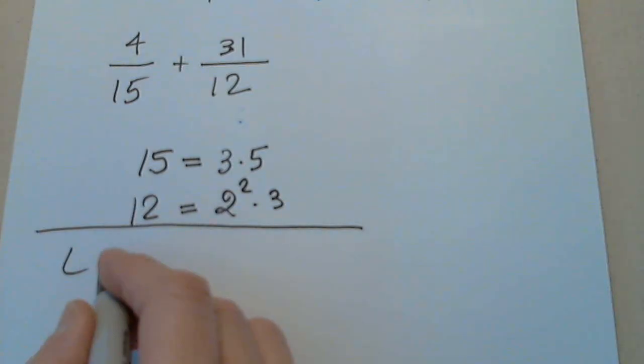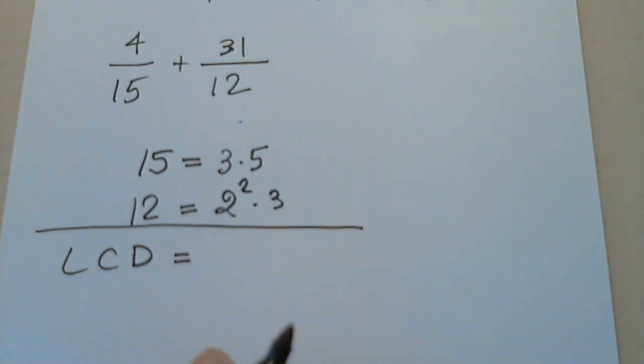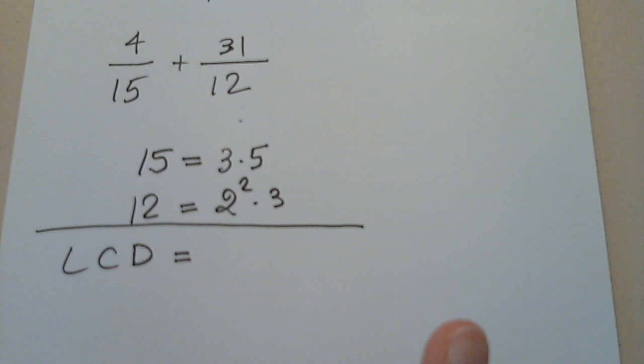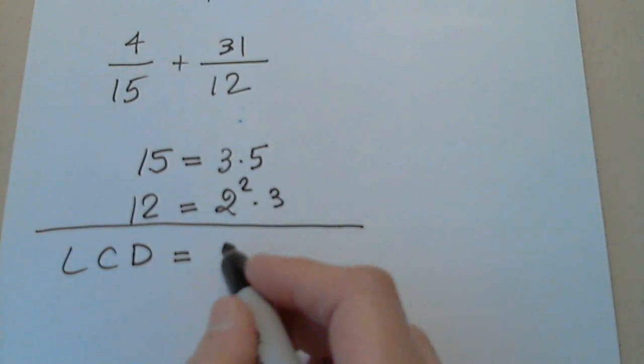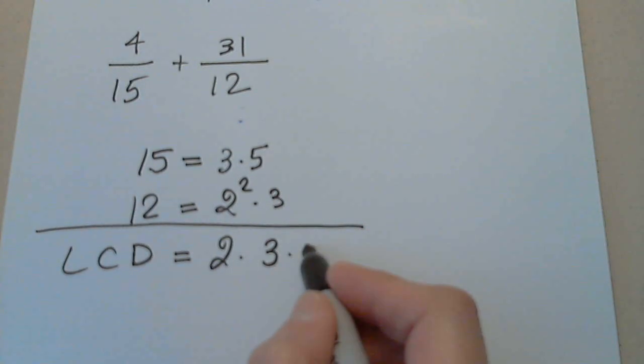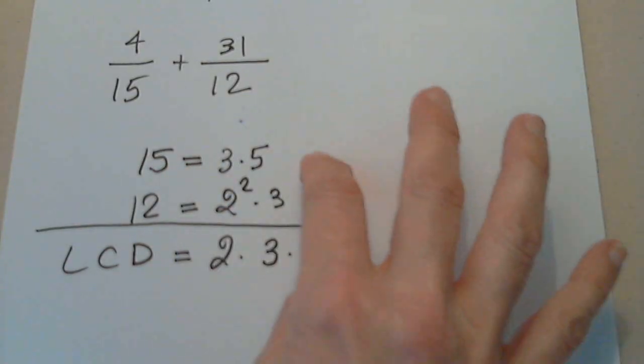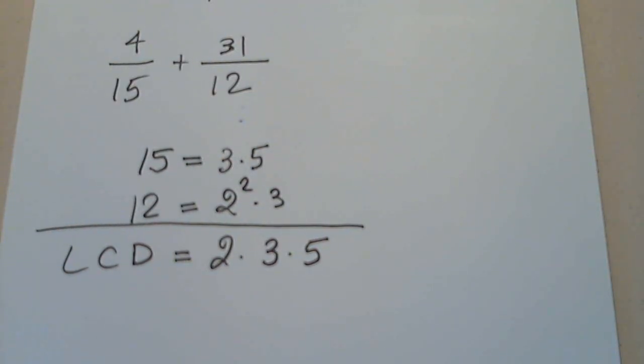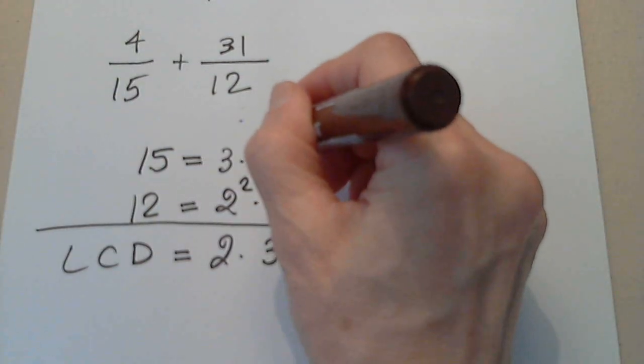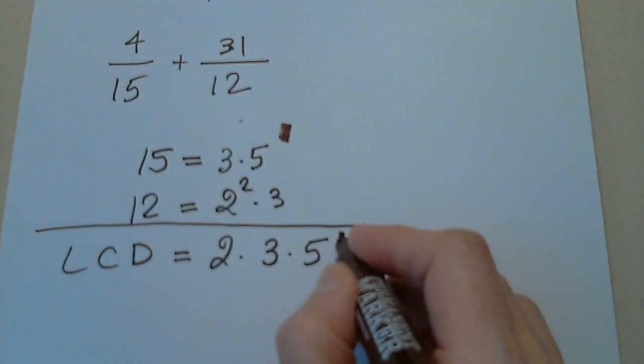So now, the least common denominator has to have all different factors. That's the first thing I need to do. List all different factors. Different factors, I see 2, I see 3, and I see 5. Now, after I list all the different factors, the next step is to identify the power of each. Notice that 5 appears with power 1. There is no discussion there. It has to stay with power 1.